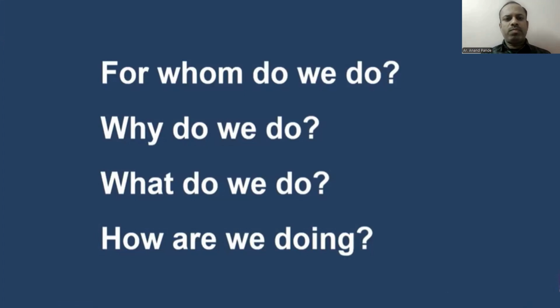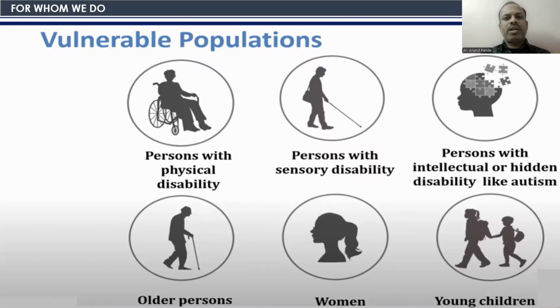For whom do we do, why do we do, what do we do, and how are we doing? For whom we do: the vulnerable populations like persons with physical disability or sensory disability, persons having intellectual or hidden disabilities like autism, older persons having disability due to age, women having some personal issues, and young children.